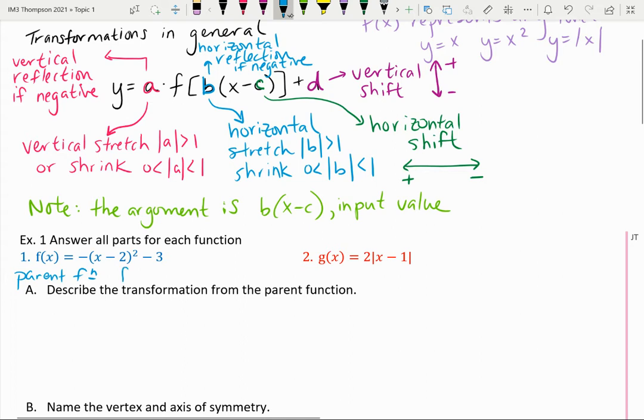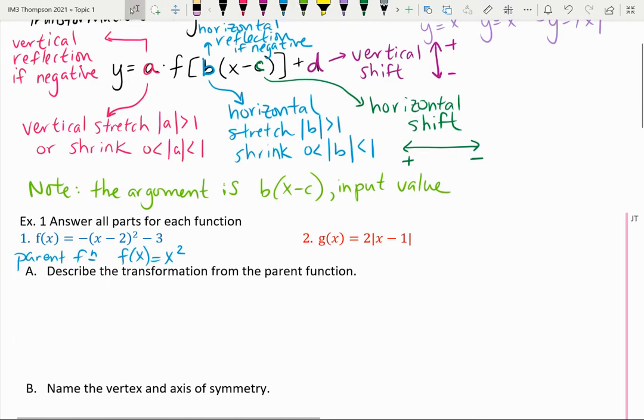So the parent function of a quadratic is f of x is equal to x squared. Anything that's not x squared over here is a transformation. So this negative, the minus 2, the minus 3, all of that causes a transformation. If there is a negative in front of the parentheses of the argument, this automatically causes a vertical reflection.